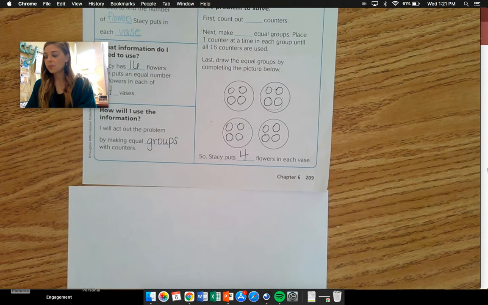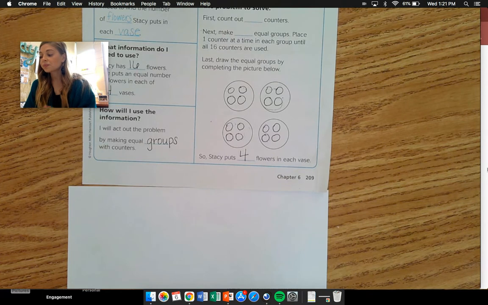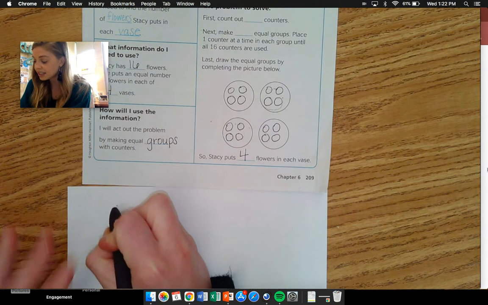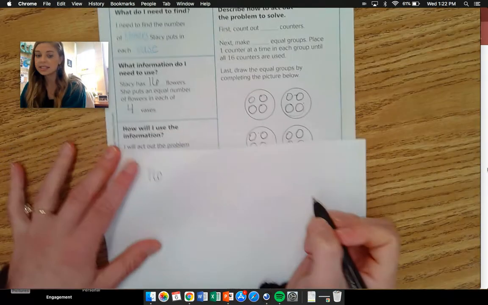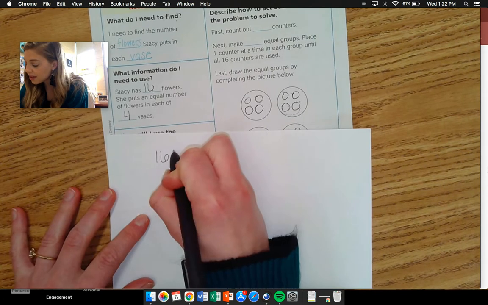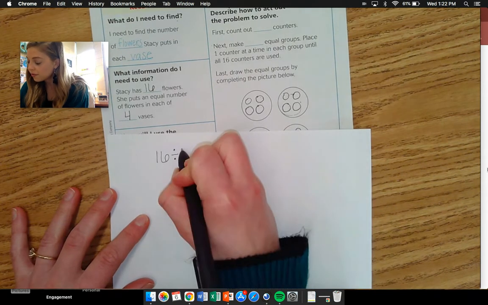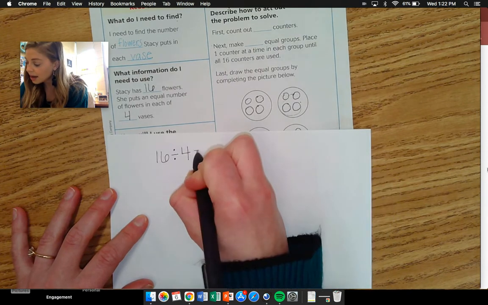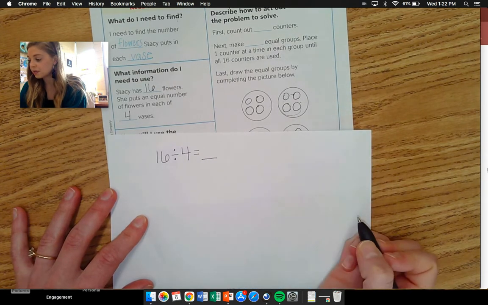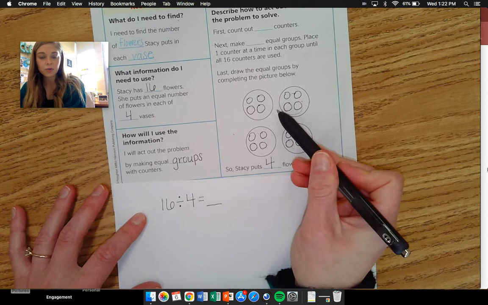The first thing I need to do is write a division problem. When I'm writing a division problem, I have the total number of objects divided by the number of groups that I'm dividing them into. I had 16 flowers in total, right? 16 flowers. I'm dividing them into 4 equal groups, and I'm figuring out how many are in each group. Well, we already figured out there's 4 in each group, right?